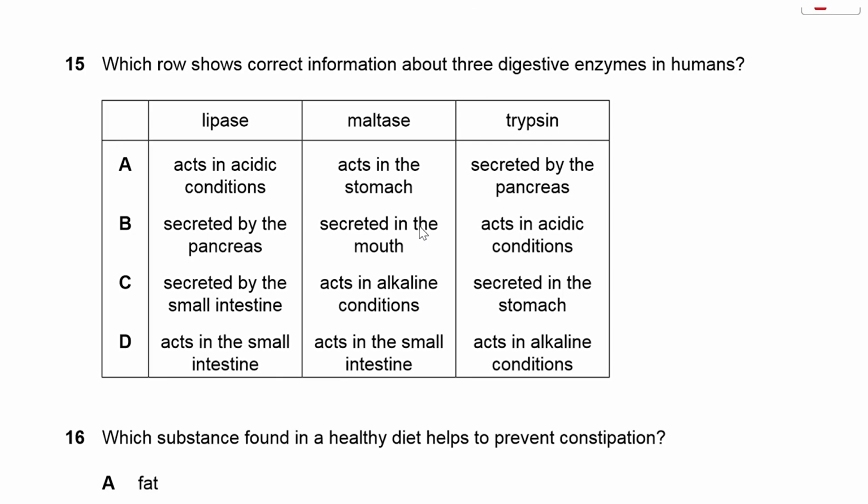No, maltase is not in the mouth. In the mouth we have amylase, salivary amylase. Acts in alkaline conditions. Yes. Acts in the stomach, small intestine. Yes. Trypsin secreted by the pancreas, right? Acts in acidic condition, not really. It's secreted in the pancreas, not the stomach. Acts in alkaline condition. So trypsin acts in alkaline condition. Maltase also acts in the small intestine, but lipase also acts in what? In the small intestine. So we'll go with D.